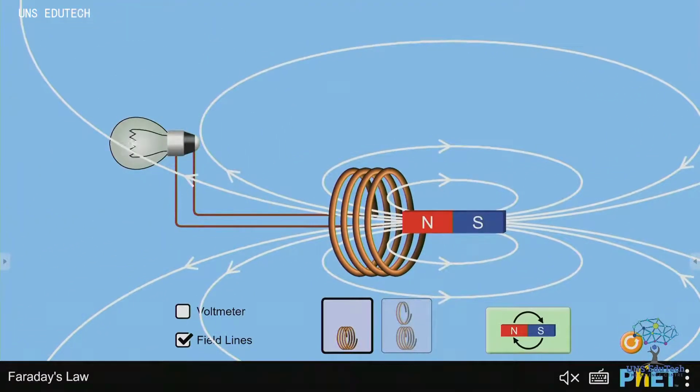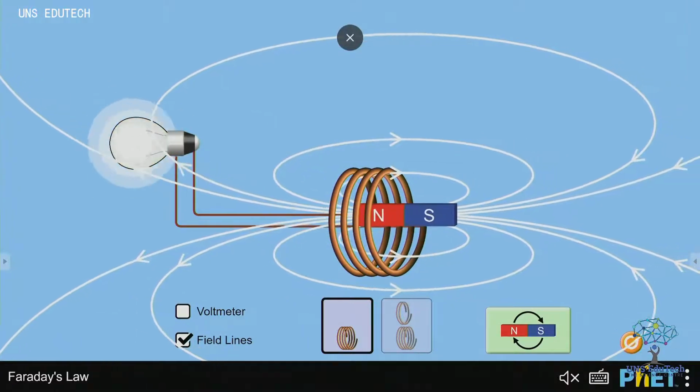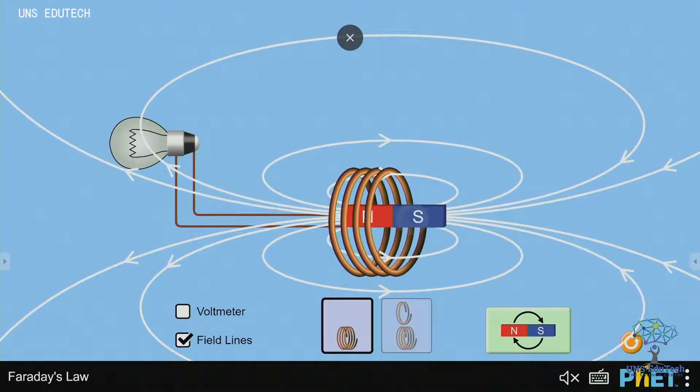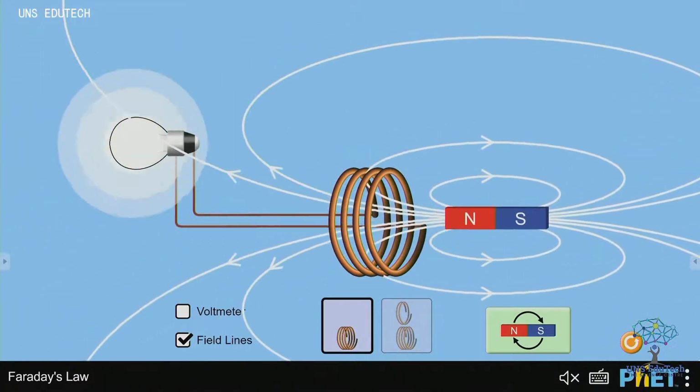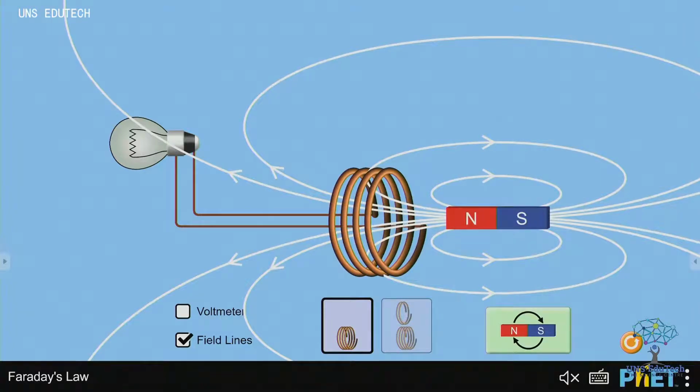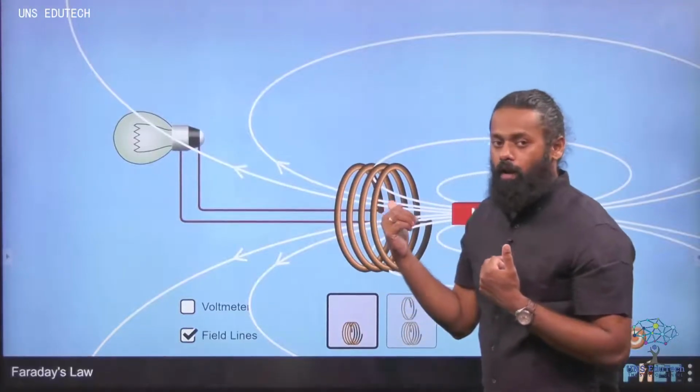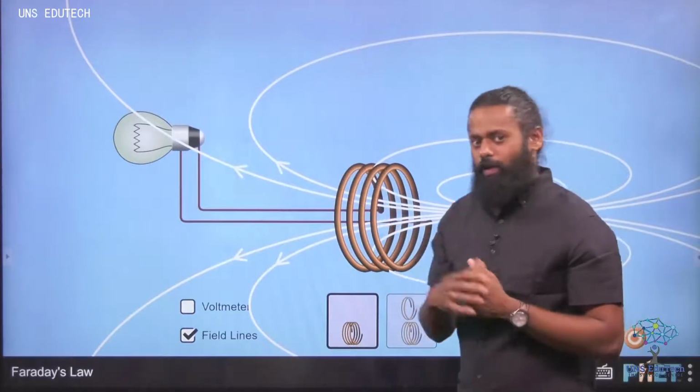If I am moving very slowly, the bulb is not glowing that much. The brightness of the bulb is very weak, and if we are moving fast, you can see the brightness will be more. So basically the Faraday's law of electromagnetic induction is visualized here.